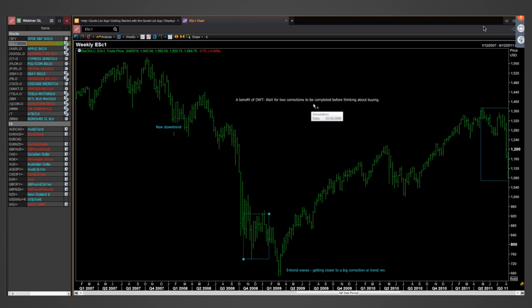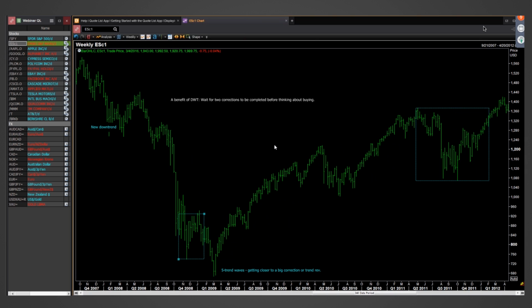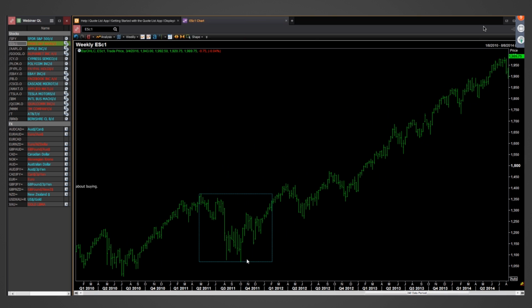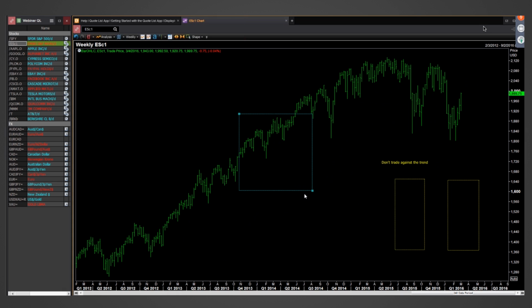So here, wait for 2 corrections to be completed before thinking about buying. So if you thought the stock market was going to bottom at some point, you should do it after the 2 rhythm cycle is completed. So this is the E-mini S&P. It's the same pattern. You keep moving the box up until you have your support price. Okay, so here it is. Once, twice.